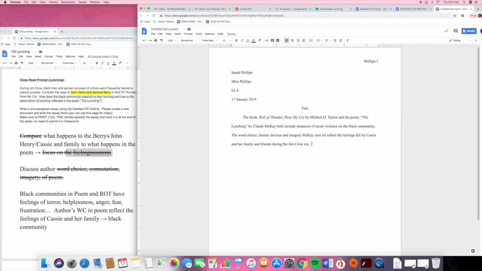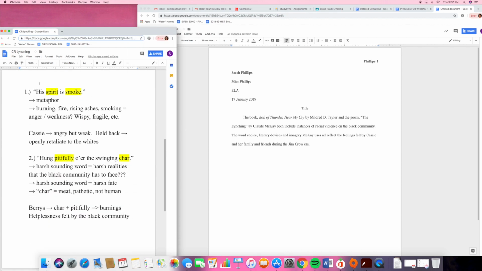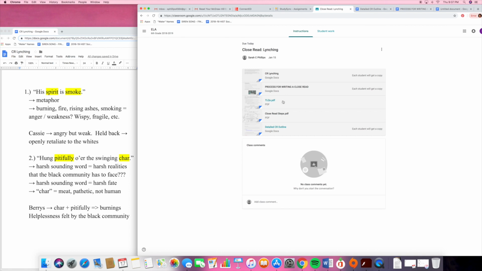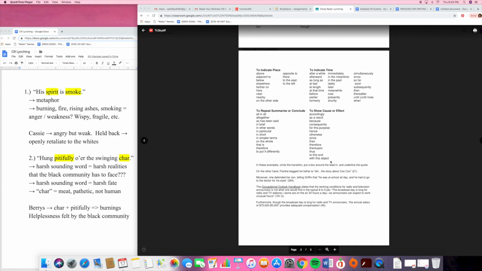Now we're going to move on to our first TLQ, okay? First TLQ, first quote is, "his spirit is smoke," okay? So let's first of all talk about what it means to write a TLQ, all right? Oh look, Miss Phillips put how to write a TLQ. Now, if you can't remember how to do a TLQ, please use this amazing tool I've given you, examples on how to write it. You can also Google it if you need help, okay? But I'm going to show you right now how to do it.